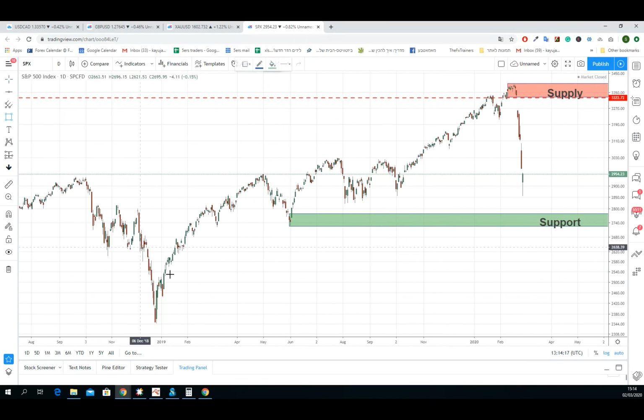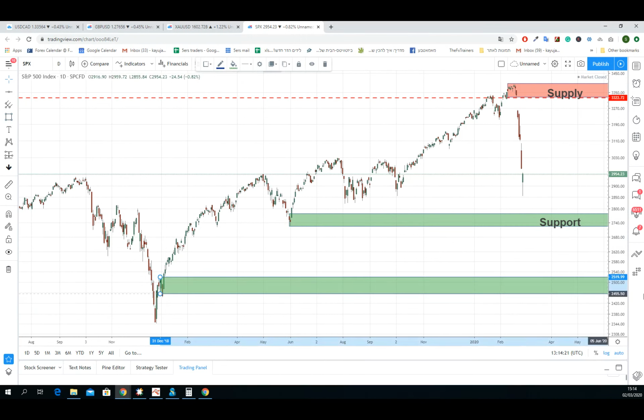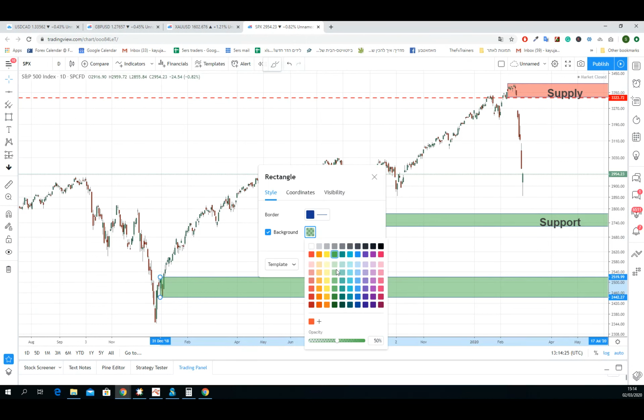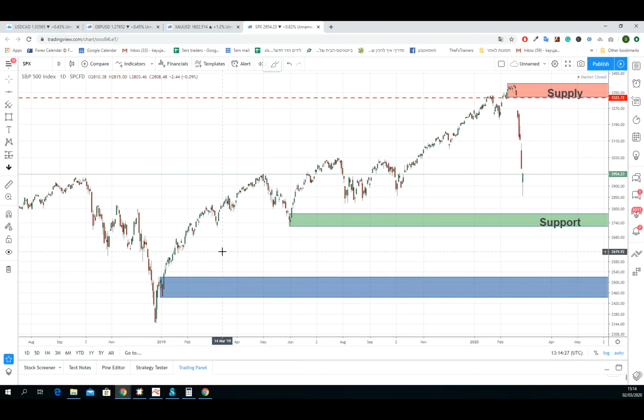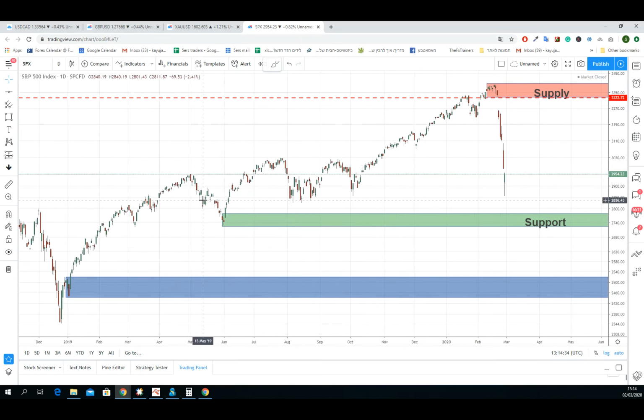We can just mark here another level, which is a kind of demand here at the bottom. And this is really for those who want to take it further and use two targets. Okay, this demand here at the bottom.